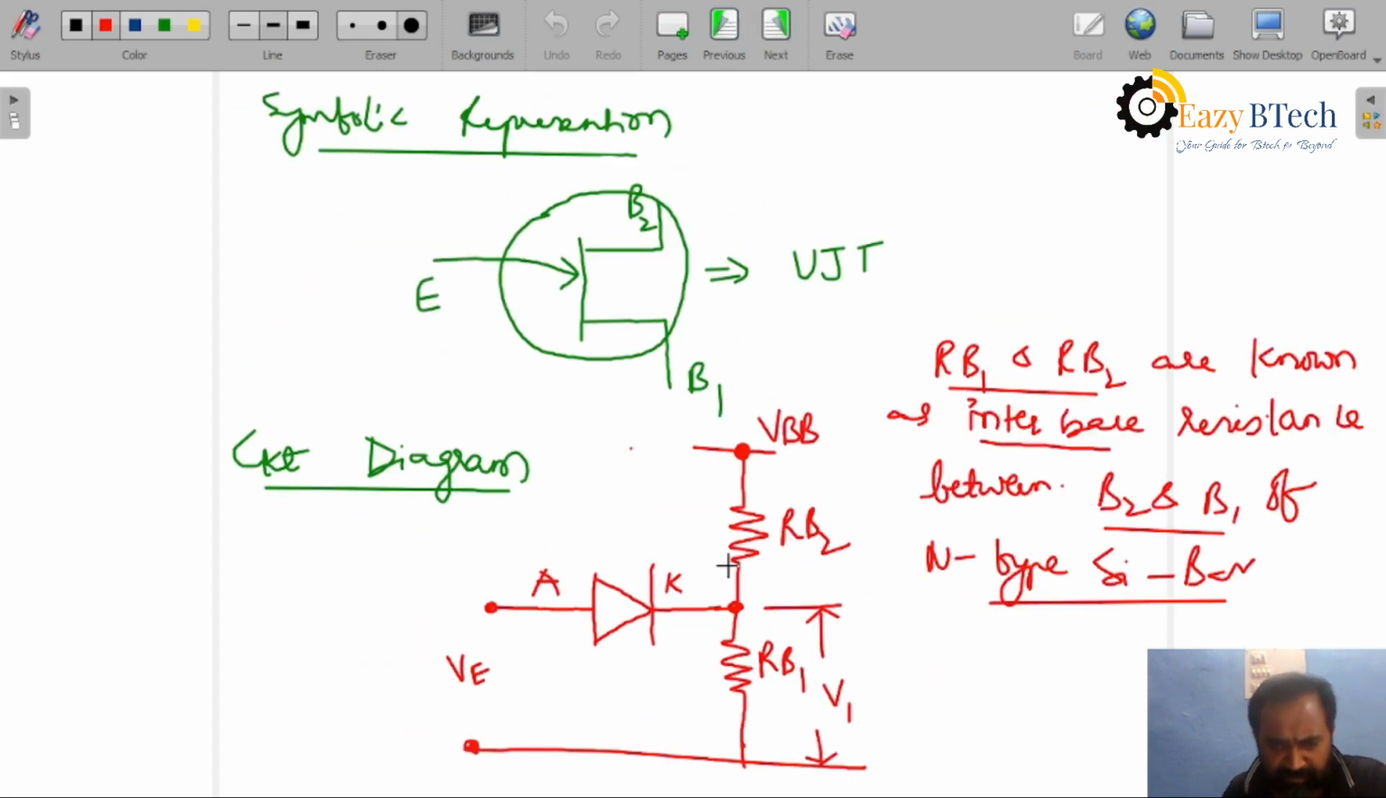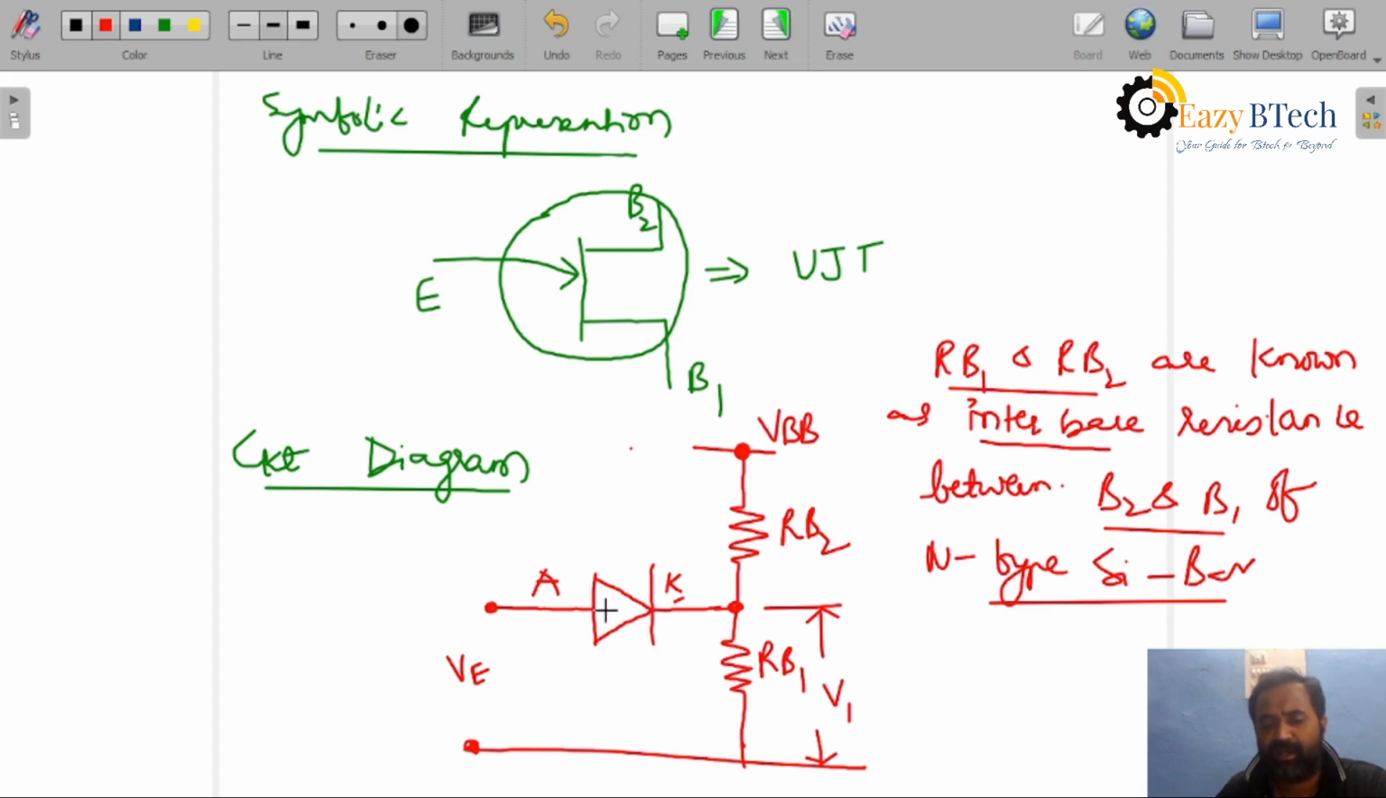See here. Due to this VBE, when it is a positive half cycle, positive and here negative, this diode will become reverse biased. When the diode becomes reverse biased, it operates in the cutoff region. It means it is an off switch. No current is flowing through this.